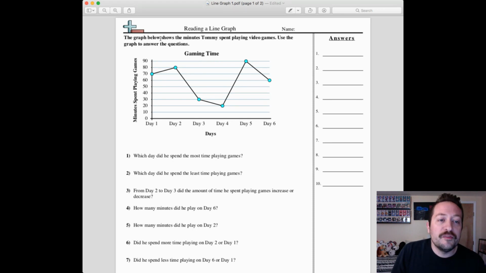So it says the graph below shows the minutes Tommy spent playing video games. Use the graph to answer the questions. So on this axis here, this side, it says minutes spent playing games, and it goes up by tens, okay? So 0, 10, 20, 30, 40, 50, and so on. So this is how this side shows you the minutes that Tommy spent playing video games. Down here are the days that he played video games, okay?